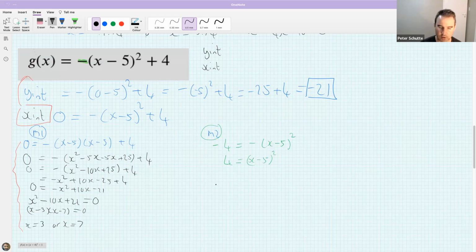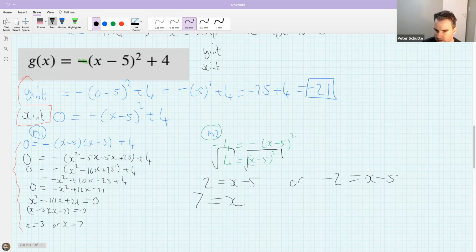If you square root both sides at this point, the square root of 4 could be 2 equals x minus 5, or you could have minus 2 equals x minus 5. Because basically what you're doing is square rooting both sides here, because you get positive and negative 2 as an answer. And then when you square root it, the x squared goes away. If you bring the 5 across, you then get 7 is x. And if you bring this across, you're going to get minus 2 plus 5, which is 3, which is x.